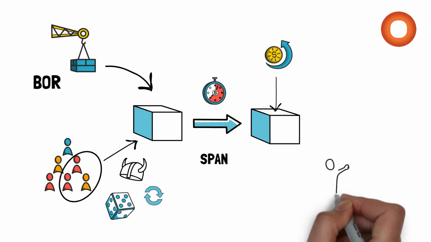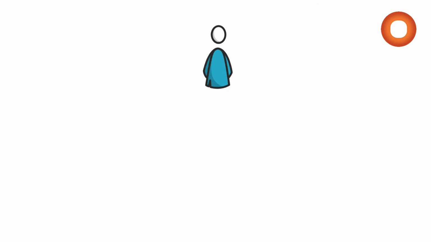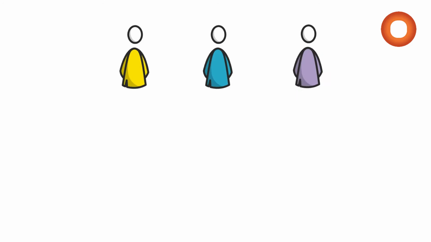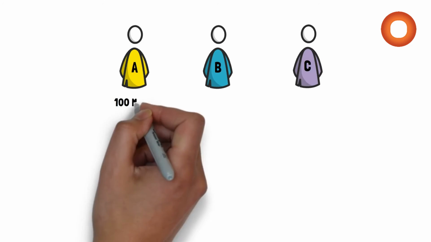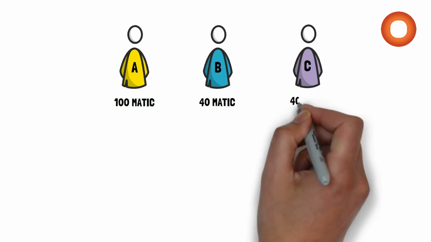Let's have a closer look at the process of selecting block producers. Let's suppose we have 3 validators in the pool, and they are Alice, Bill, and Clara. Alice staked 100 Matic tokens, whereas Bill and Clara staked 40 Matic tokens each.